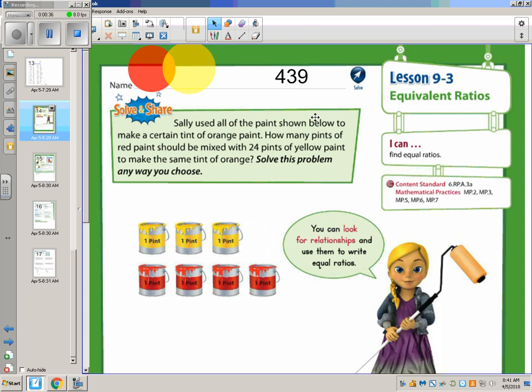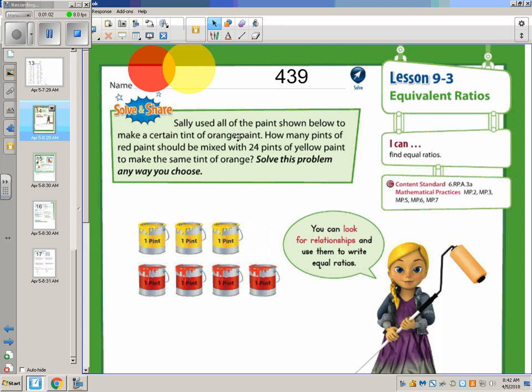Today's lesson is all about equivalent ratios. Now we talked yesterday that ratios and fractions are two different things because fractions compare parts to wholes and ratios compare parts to parts, but they both can be written in fraction form. And if you can find equivalent fractions, finding equivalent ratios is going to be very easy for you because mathematically they work the same way.